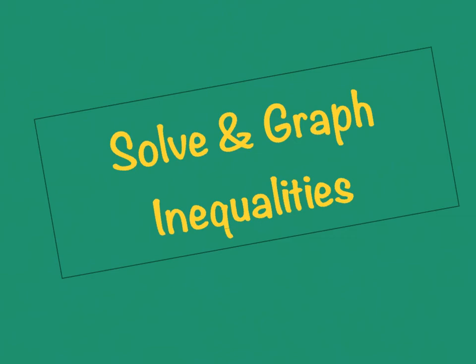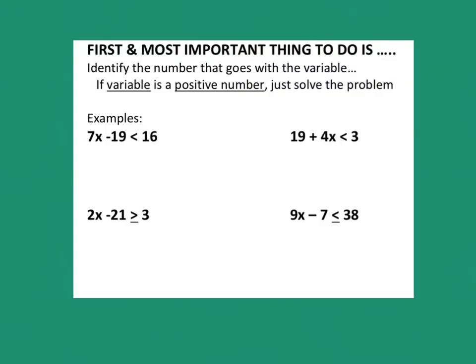This video is going to show you how to solve and graph inequalities, and we're going to look at number lines as well. The first thing I want you to do is take a look at the inequality, and if the variable has a positive number, that means we are just going to solve the problem and leave everything just like it is. Okay, so here's some examples.